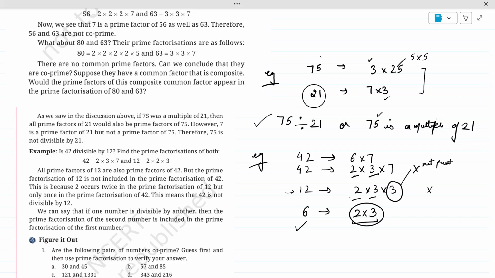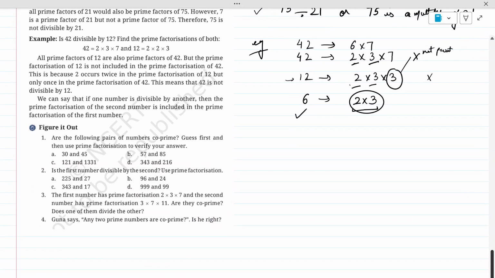Okay, so I hope this is clear. What we have done, we have written the prime factors of both the numbers, and if we have to see that one number is a multiple of another number, then they should have common factors.